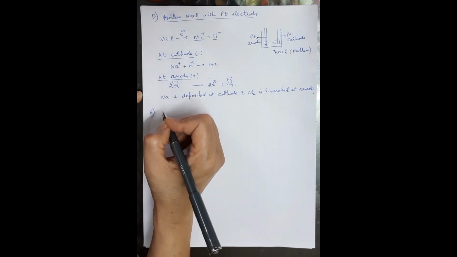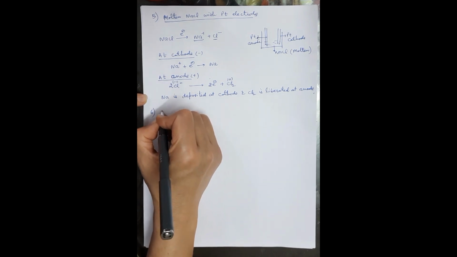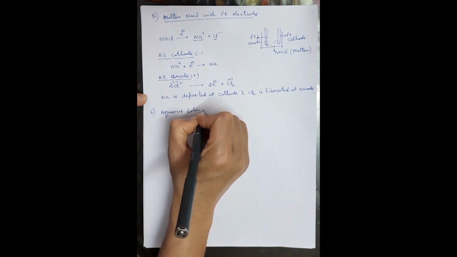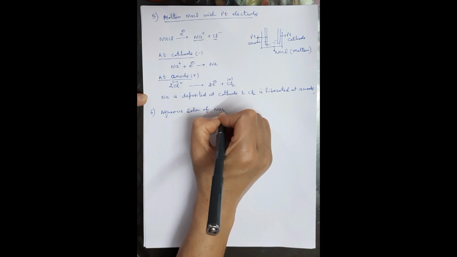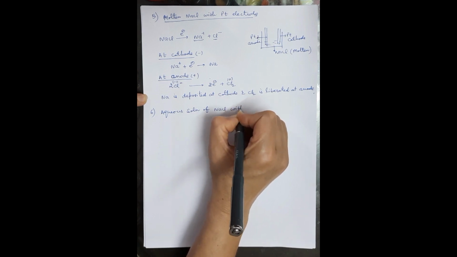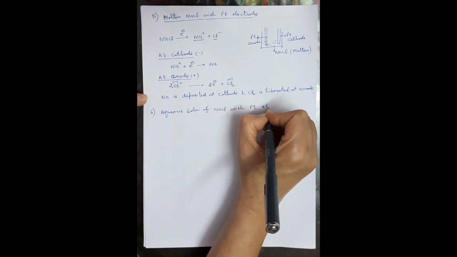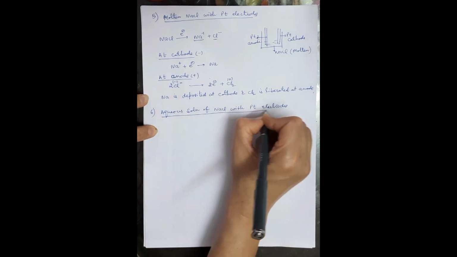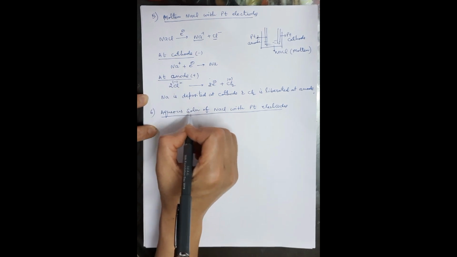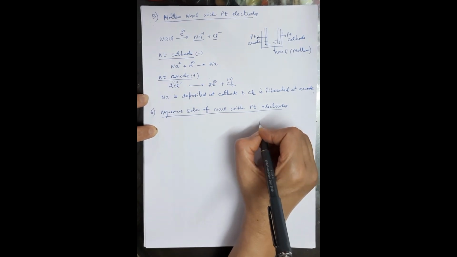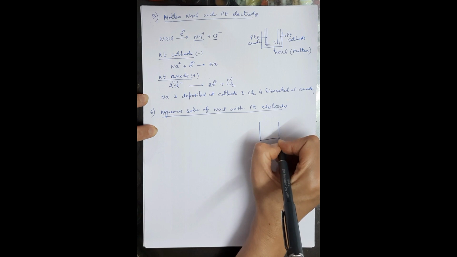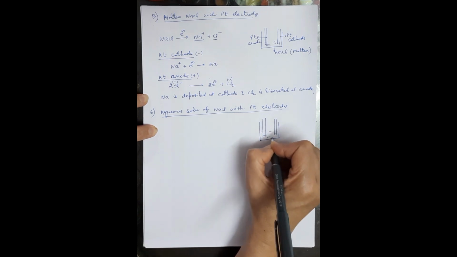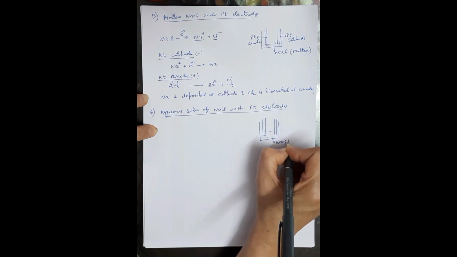Final case I am going to discuss. It is an aqueous solution of sodium chloride with platinum electrodes. Here I have taken molten and now I have taken aqueous solution of sodium chloride. Again the same kind of scene is there. Platinum electrodes are there. And this is aqueous solution of sodium chloride.